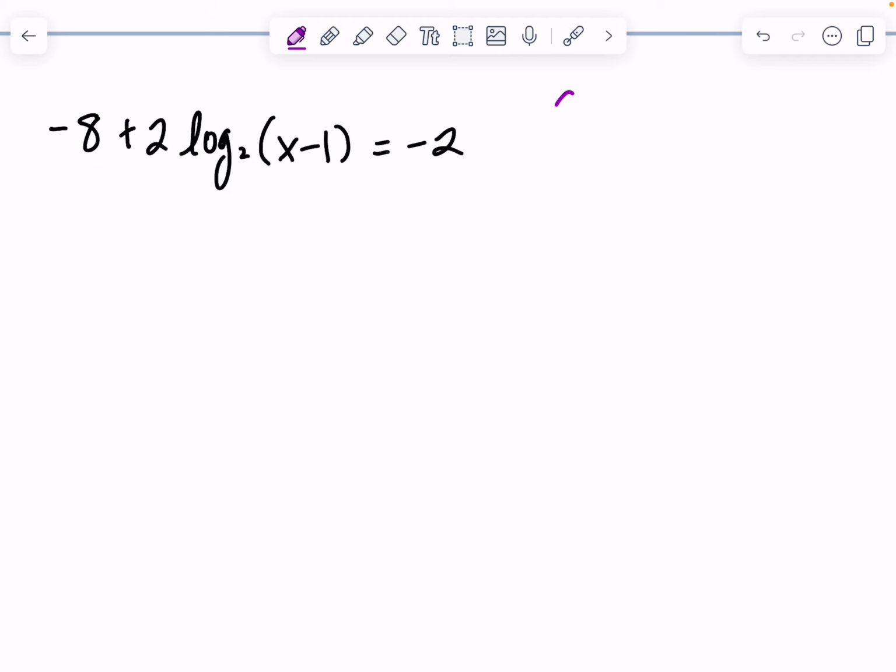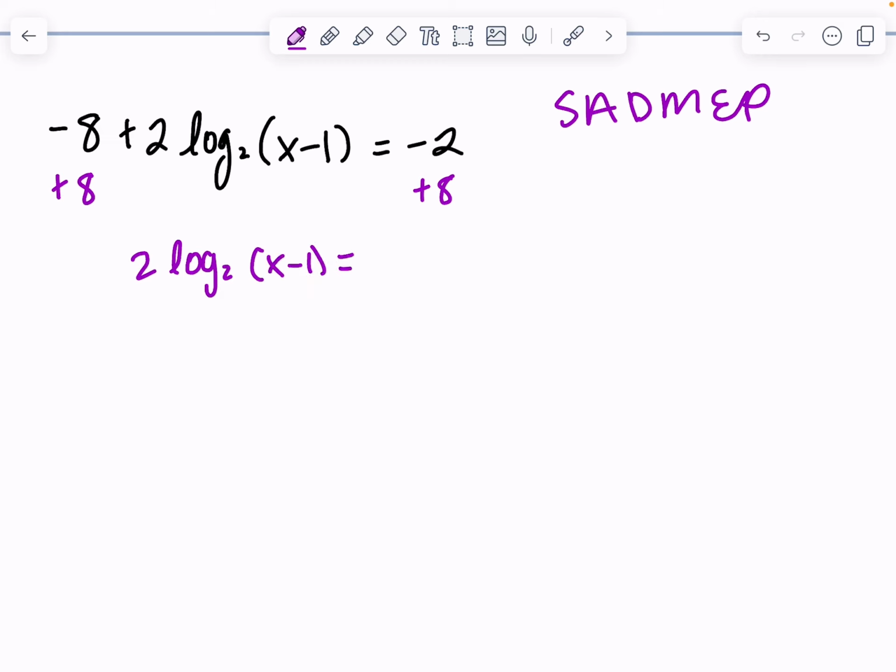So when I see something like this, I know that I'm going to use SADMEP. And once again, this is just the opposite order of operations. So this is the order that I'm going to try and isolate my x. First thing we always ask ourselves is, is there anything I could add or subtract to the other side? Once we've done that, we then go to the next bit and say, okay, what about dividing or multiplying?